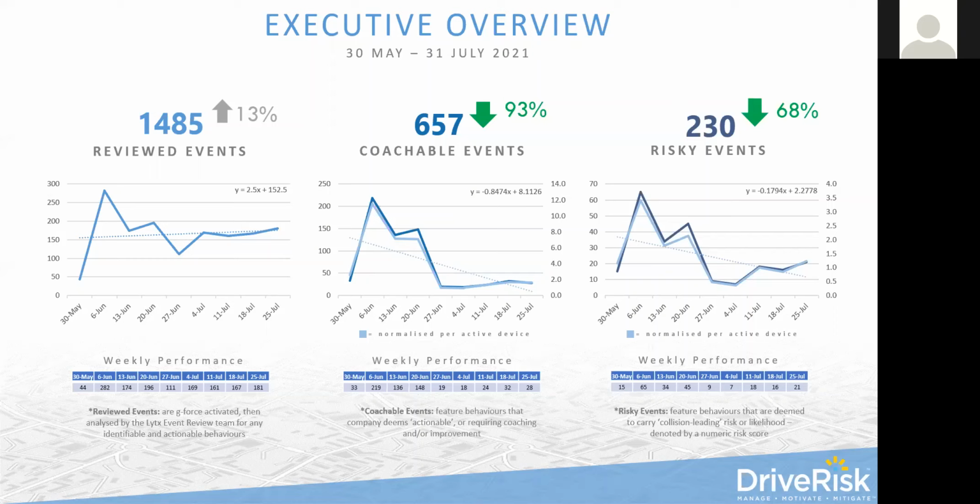It's massive. And then the third column, the risky events. This is where you're getting things that are getting that risk score. Not everything is going to get a risk score. Let's say, for instance, not wearing a seatbelt. Yes, it's a coachable event because it's the law. We want you to wear a seatbelt. But in terms of causing a collision, it's not going to do that. So we don't give it a risk event, or a risk score, I should say. But it's certainly a risky behaviour for the driver, because in the event of a collision, a seatbelt is potentially going to save their lives.